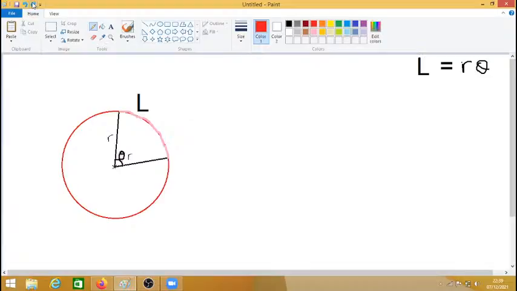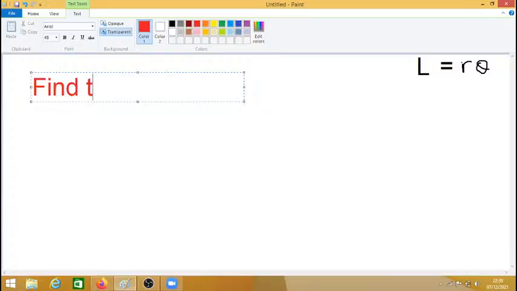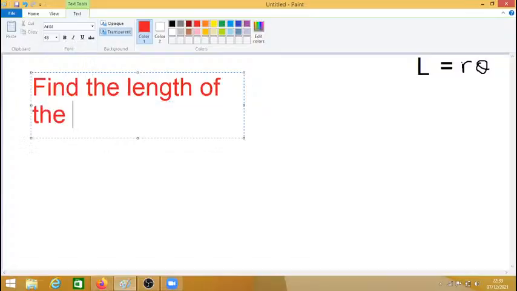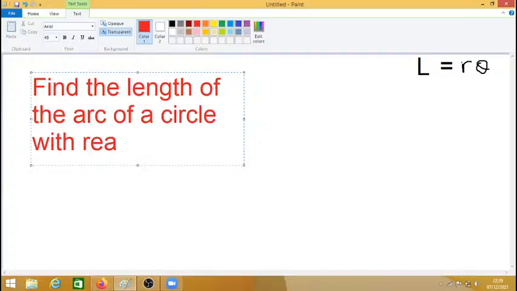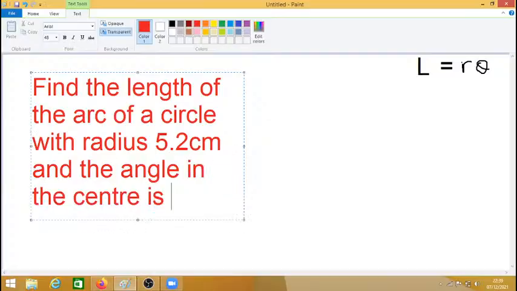So let's do an example with radians. This one is in words. The question is, find the length of the arc of a circle with radius 5.2 centimeters and the angle in the center is equal to 0.8 radians.